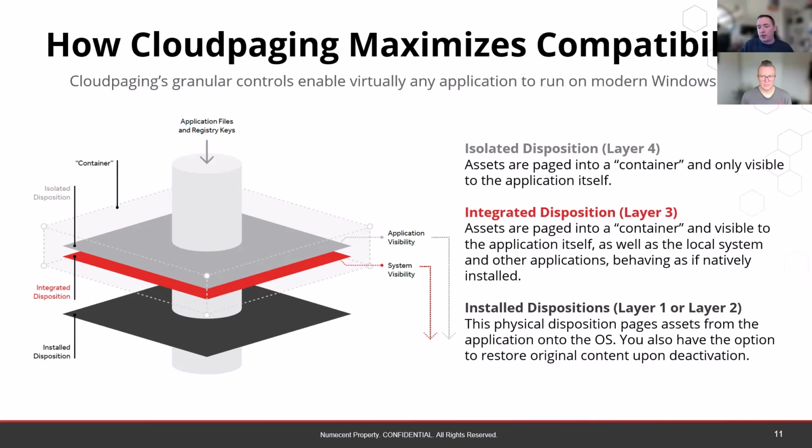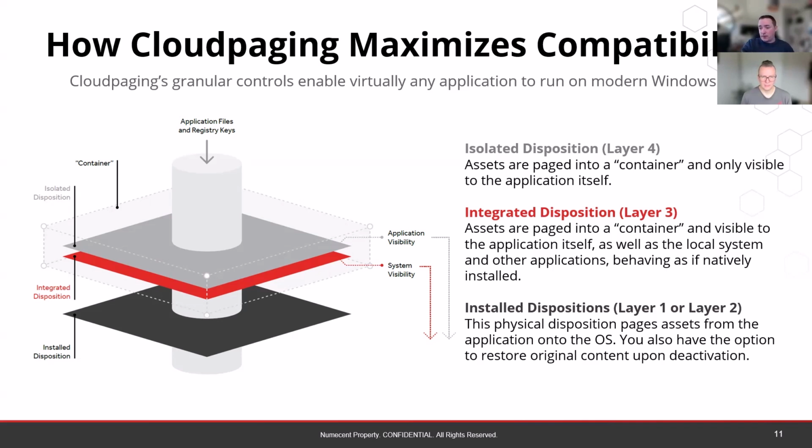Layer 4 is also excellent if you have a legacy application that's reliant on an obsolete component that's no longer there in, say, Windows 11. You could potentially take that obsolete component, put it into your application container, and have it run as layer 4. That way, it's not going to conflict with a newer version of that component that's on Windows 11.